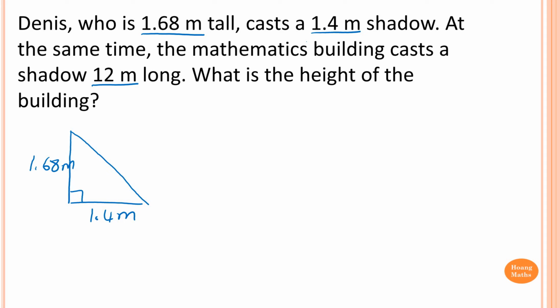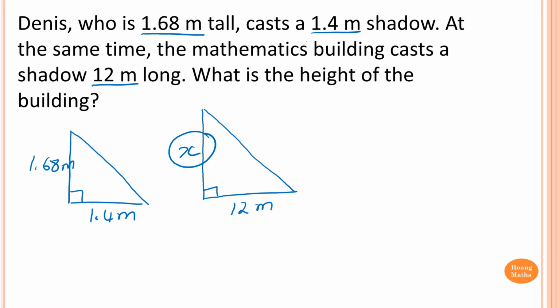So I just draw the height of the building first, roughly like this, and this is 12 meters long for the shadow. We don't know the height of the building, so we just put x. Now what we do is use ratio. So x is corresponding to 1.68 meters.